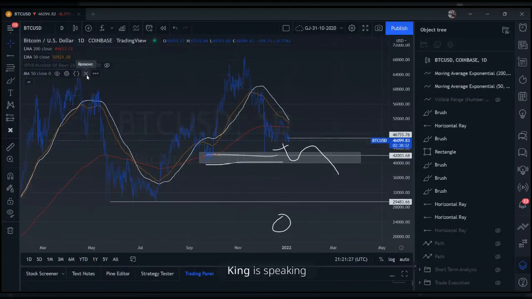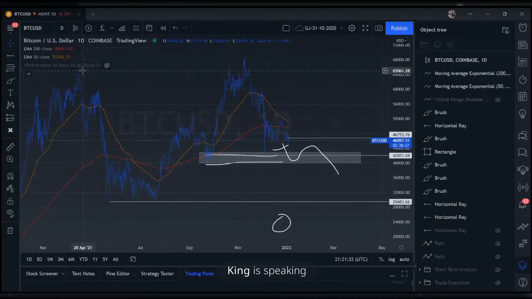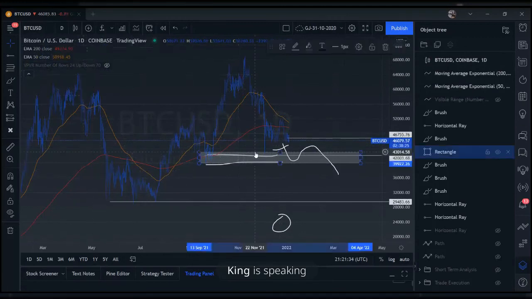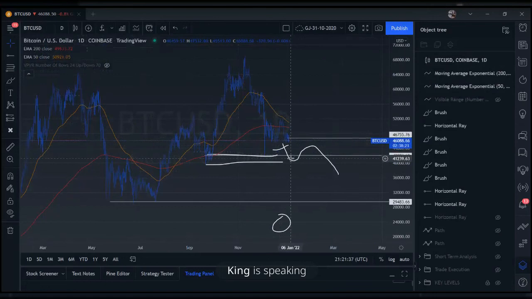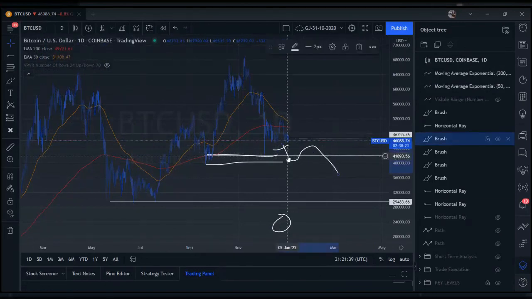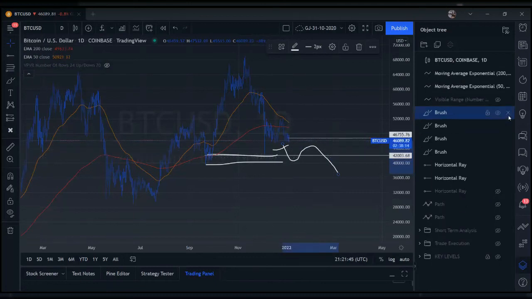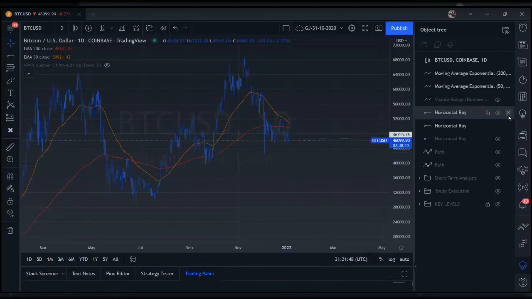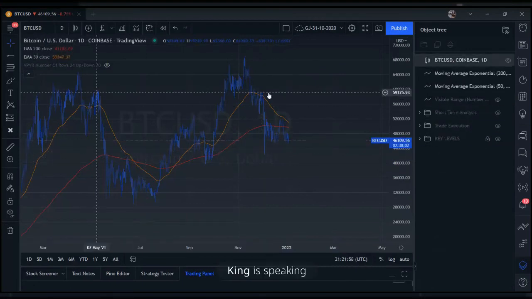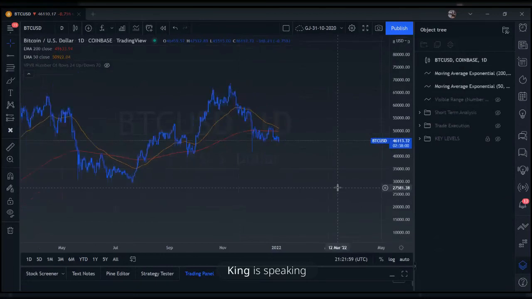Okay, so that's EMAs. And then the last thing I wanted to talk about today is Fibonacci retracements. Let me just get rid of all of this crap. Okay. Get rid of these as well. Yeah, so Fibonacci retracements.